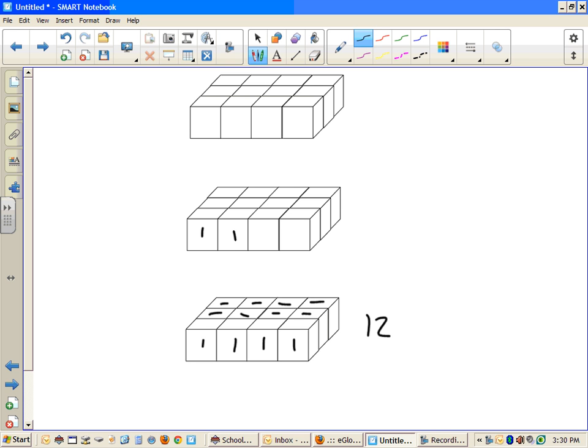Do the same here. 1, 2, 3, 4, 5, 6, 7, 8, 9, 10, 11, 12. I'm going to guess that there's 12 in here, but let's just double check. 4, 5, 6, 7, 8, 9, 10, 11, 12. I'm a psychic.